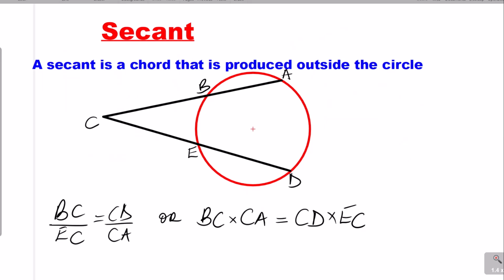We go to the next, secant. What is a secant? A secant is a chord that is produced outside the circle. For example, AC is a secant, DC is a secant. So you have two secants intersecting outside the circle. There is a property connecting to that. BC divided by EC is equivalent to CD divided by CA. Or if you cross multiply, BC multiplied by CA is equivalent to CD multiplied by EC. As simple as that.